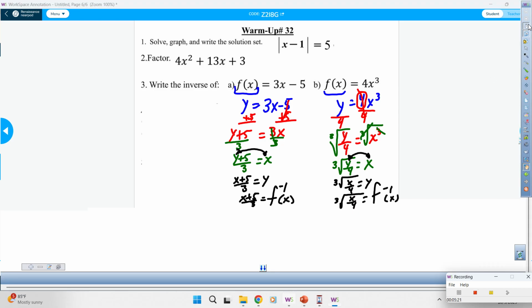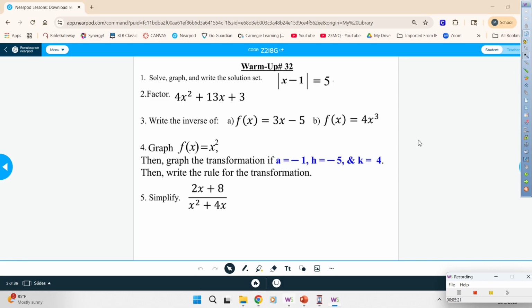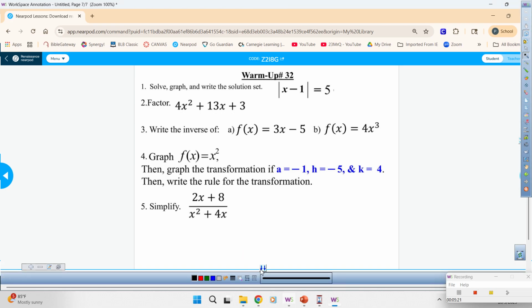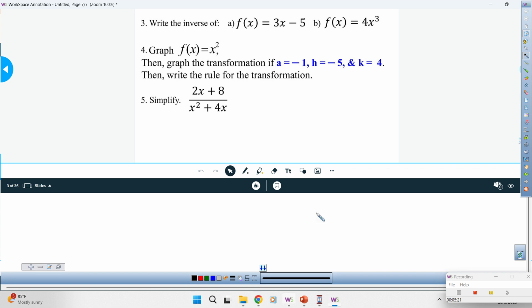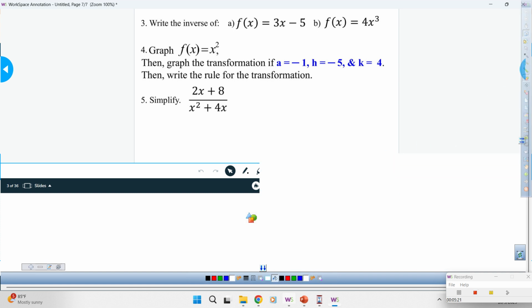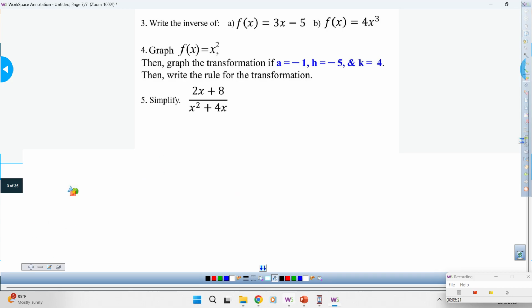All right, let's go to number 4. Number 4. Graph f of x equals x squared. Now, by now, we should be experts at that, yeah? All right, tell your neighbor the 5 points to graph that one without a table. 5 points. What are my 5 points?